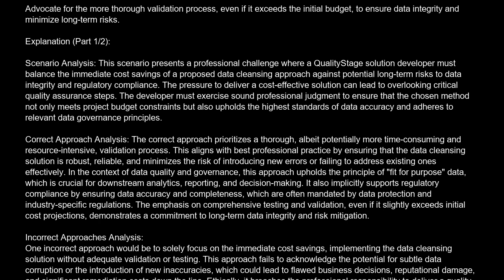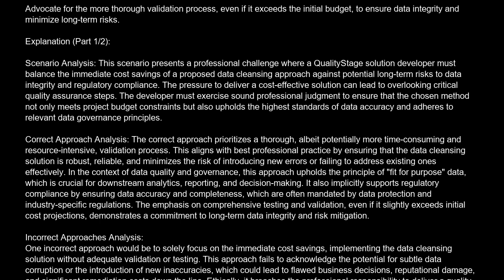In the context of data quality and governance, this approach upholds the principle of fit-for-purpose data, which is crucial for downstream analytics, reporting, and decision-making. It also implicitly supports regulatory compliance by ensuring data accuracy and completeness, which are often mandated by data protection and industry-specific regulations. The emphasis on comprehensive testing and validation, even if it slightly exceeds initial cost projections, demonstrates a commitment to long-term data integrity and risk mitigation.